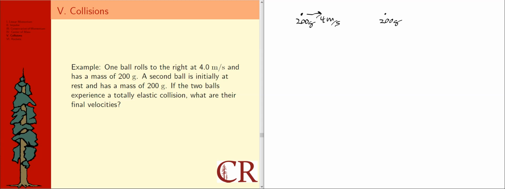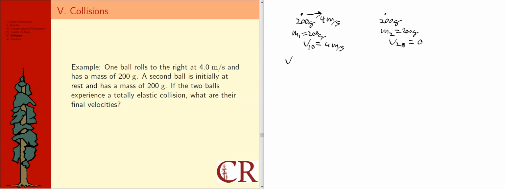So the way I would look at this is, okay, M1 equals 200 grams, M2 equals 200 grams. That might make some parts of the formulas we looked at easy, especially when you subtract those two, that's going to go to 0. But this means that V1 naught is equal to 4 meters per second, and V2 naught is equal to 0.